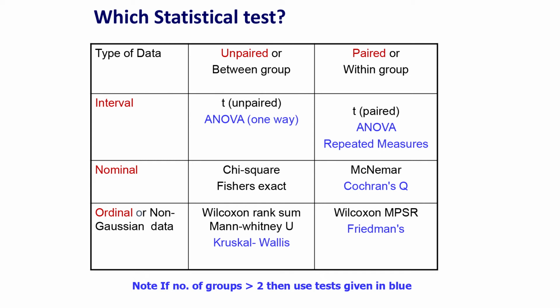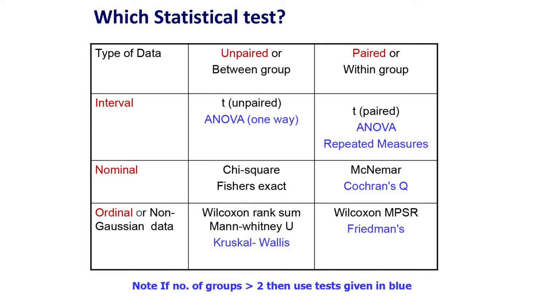I will just tell you that first you read the red things which are written. If the data is interval and unpaired, that means there are groups and the data is interval, which test will you apply? If there are two groups, then unpaired t-test. If there are more than two groups, then it is ANOVA. So when there are more than two groups, the blue test will be applicable. When there are only two groups, the tests which are written in black color will be applicable.